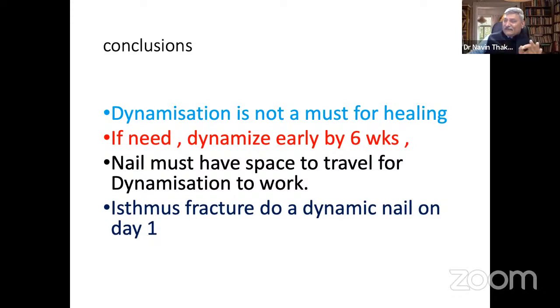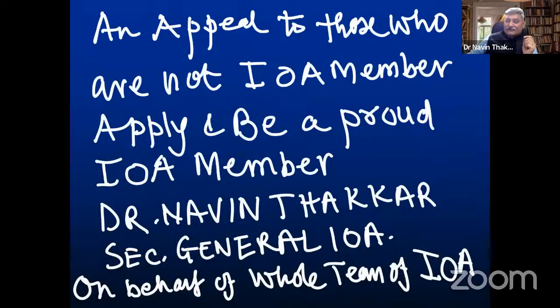If needed, dynamization should be done early, by 6 weeks, when you see the callus. And you take the precaution that there is enough space and the rotational stability is not hampered. The nail must have a space to travel for dynamization. In an isthmus fracture where you feel that there is good stability, as I have shown in that case, dynamization can be done, but it is better to have stability than dynamization.